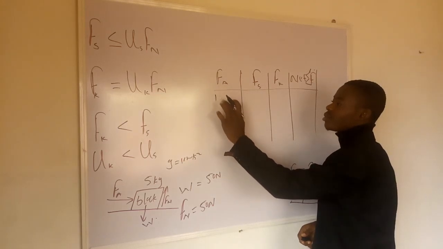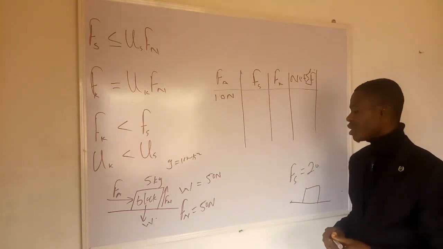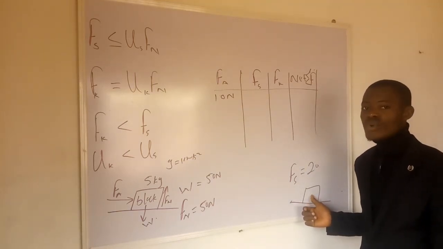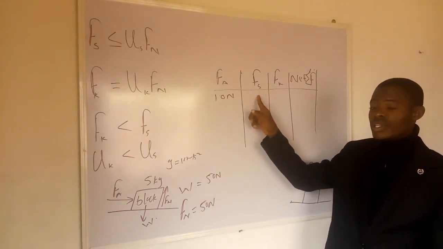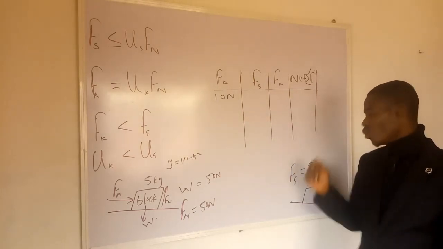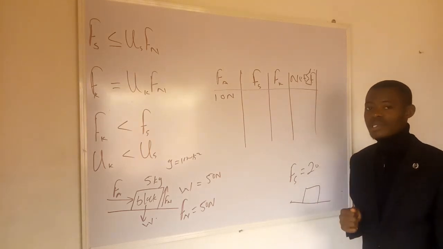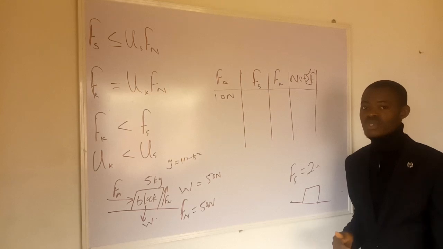Okay, an applied force of 10 Newton is applied to this object. The question is, what will be the static friction, the kinetic friction, and the net force? And also, will the object move? Will we be able to put it in motion with the 10 Newton force we want to apply to it?